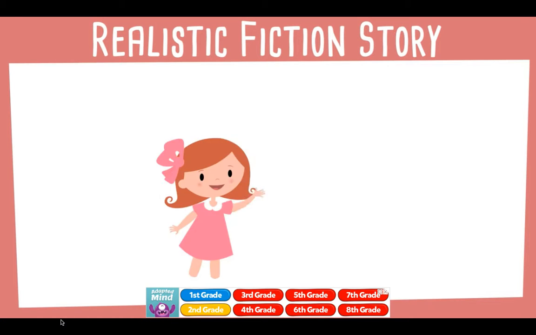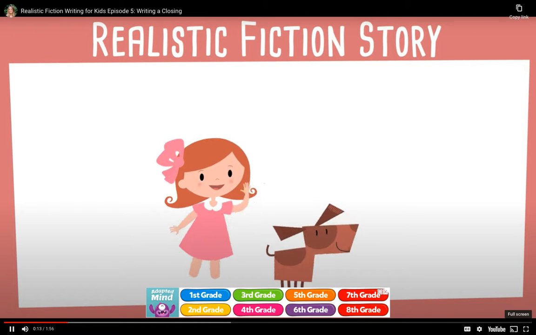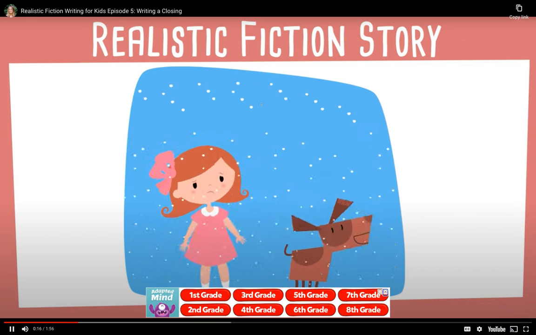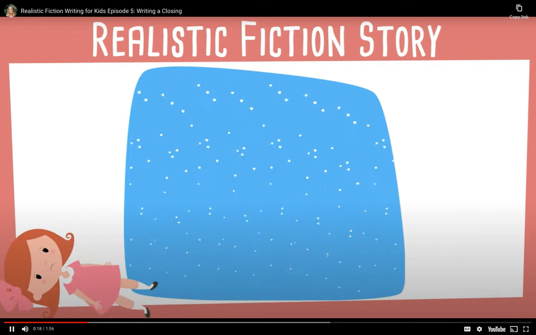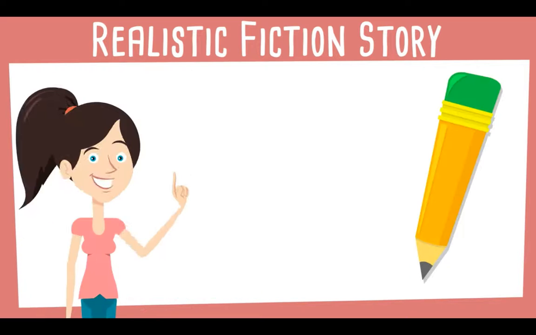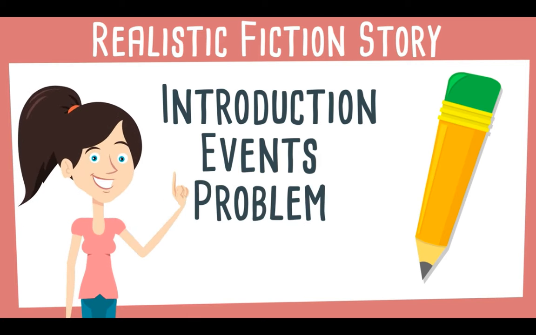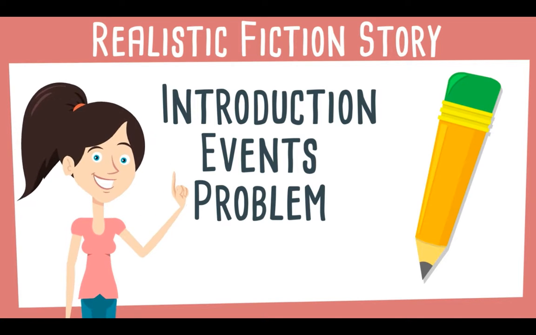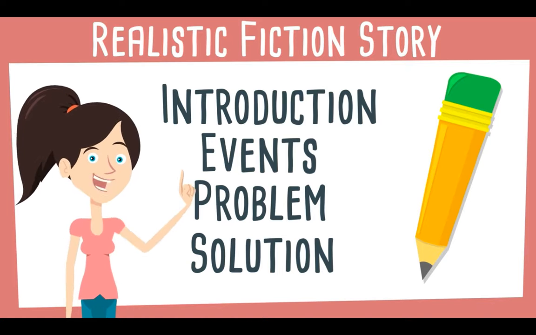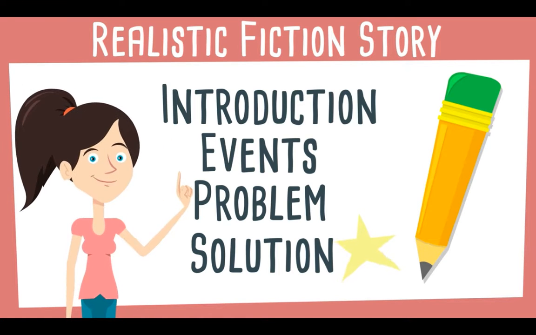I'm writing a realistic fiction story. It's about a girl named Mary who takes her dog Sam on a walk in the snow. She slips on ice, drops his leash, and he runs away. I've already written an introduction to my story, the events leading up to the problem, and a detailed description of the problem. Now I'm ready to write about the solution or how the problem gets solved. But this part is really important too. I can't just tell the solution in one sentence. I need to give details about what happened.